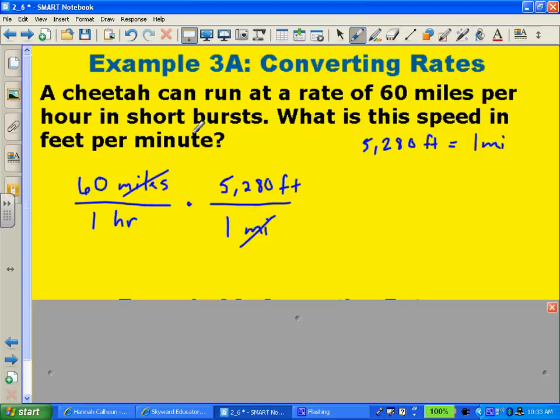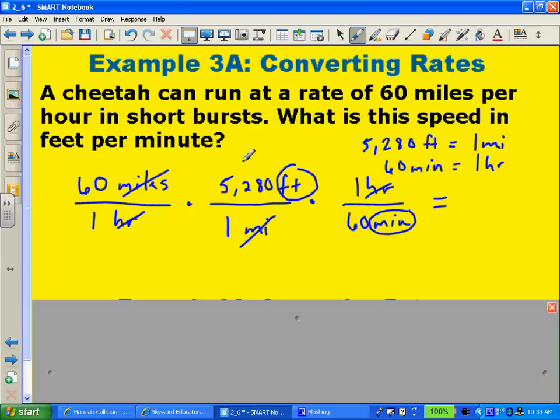Now the other thing I have to do is cancel out hours, change it to minutes. Well, I know that there's 60 minutes in 1 hour. So again, I'm going to set up another conversion factor, and I'm timesing these, by the way. So then I want to cancel out hours. Hours is on the bottom, so I'm going to put it on the top of my conversion factor. So you can see here my hours are going to cancel out, and I'm going to be left with feet per minute, which is what I want. So once I have all my conversion factors set up, I'm just going to multiply across here.